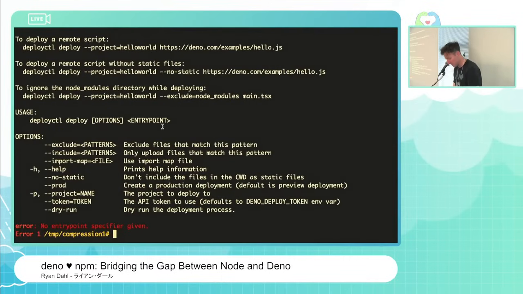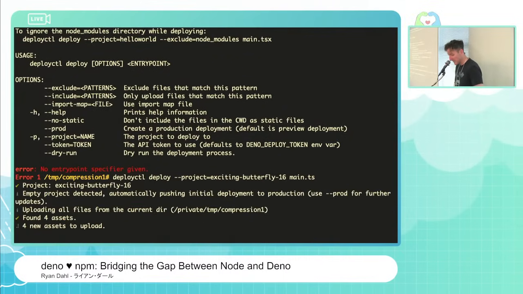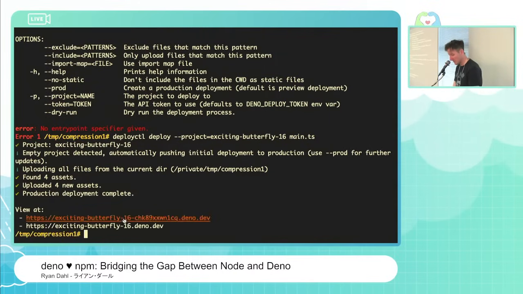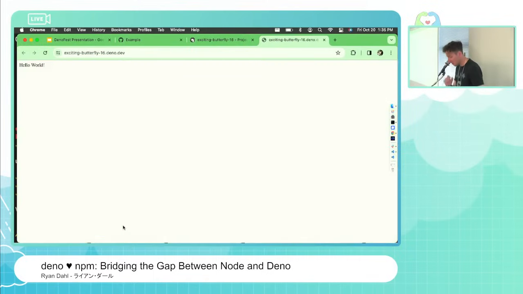Exciting Butterfly 16. And then you give the entry point, which is main.ts, right? This is going to make a deployment. It takes a second to upload those files to the server. Hopefully my demo works. And now you have a URL where it's hosting this Express server.